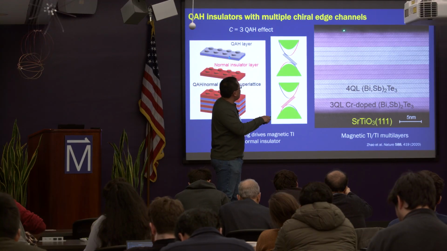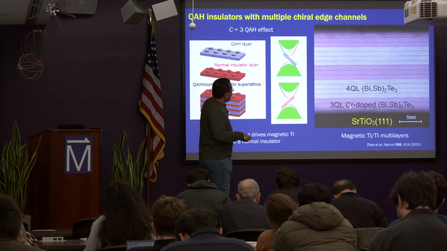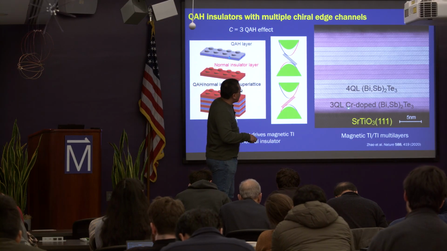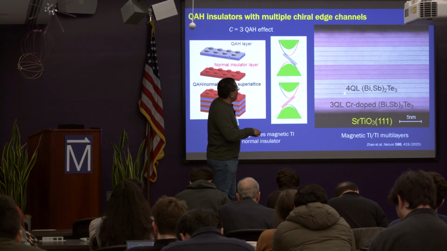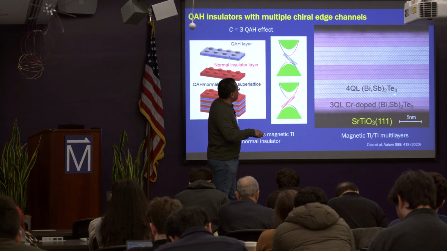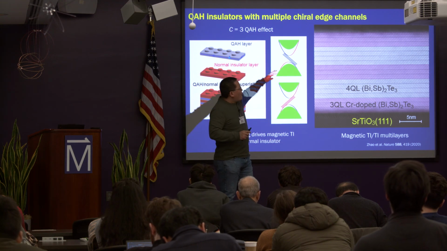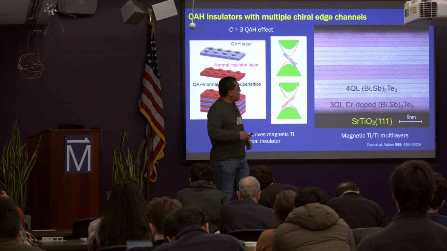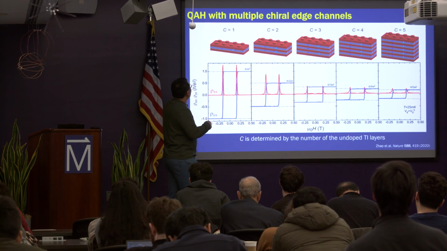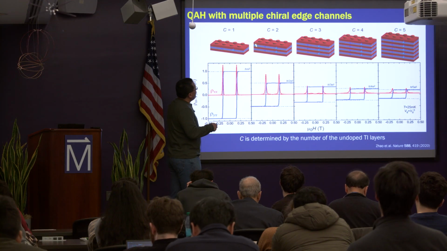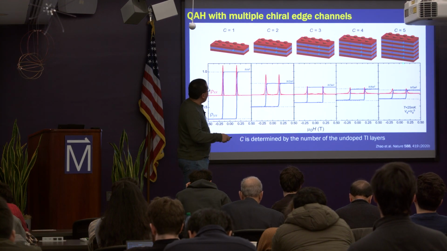So here we give this interlayer structure. This is the TEM image. We can see here 3 quintuple layers of heavily chromium doped bismuth antimony telluride, and here 4 quintuple layers of undoped bismuth antimony telluride. We can see this perfect multi-layer structure. For this kind of structure, we grow the C equal to 1 tri-layer structure, pentalayer structure, 7-layer structure, to these 11-layer structures.